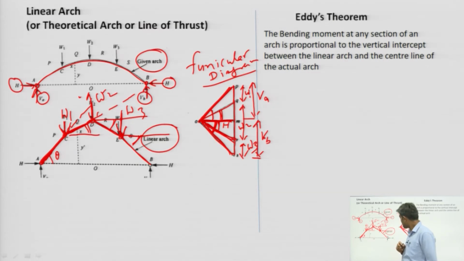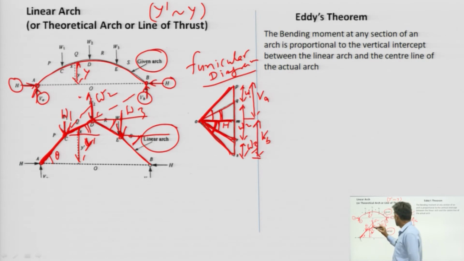This is the linear arch, and the ordinate y in the given arch, and say the ordinate y dash in the linear arch. If there is a difference, then and only then moment in the arch will be possible. Suppose it is y, and in linear arch it is y dash. So, what is the difference? Y dash minus y. This is the difference.